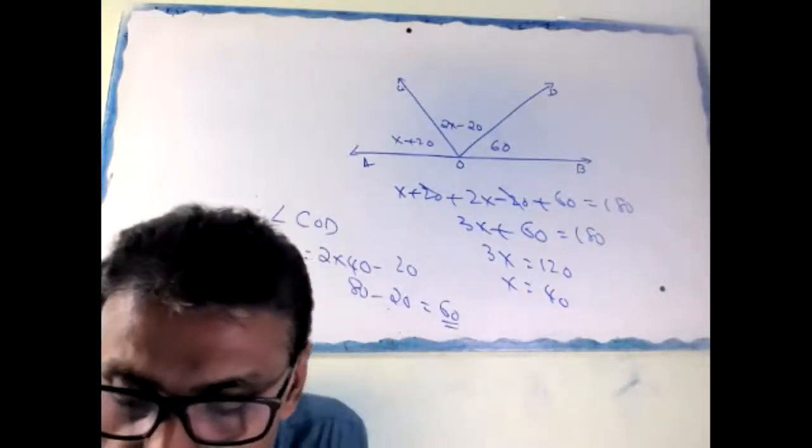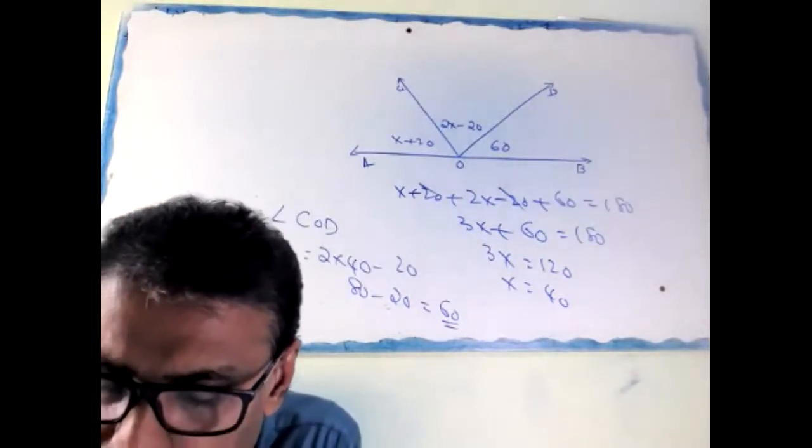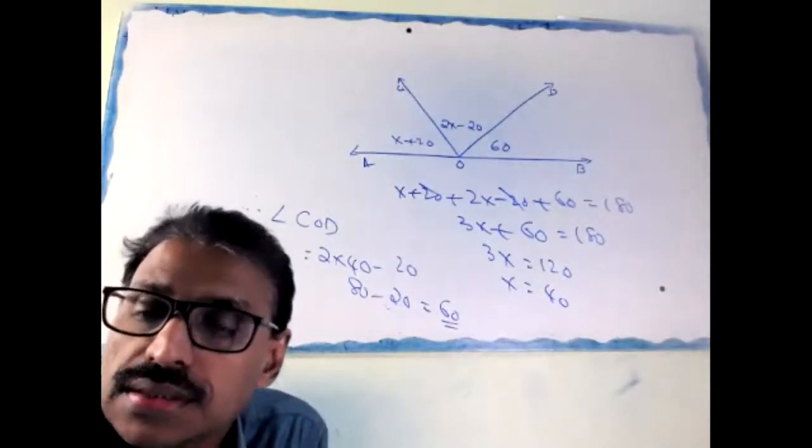What are the questions? One. What is the measure of an angle which is complement of itself? How much? 45 degree. It is 45 degree.